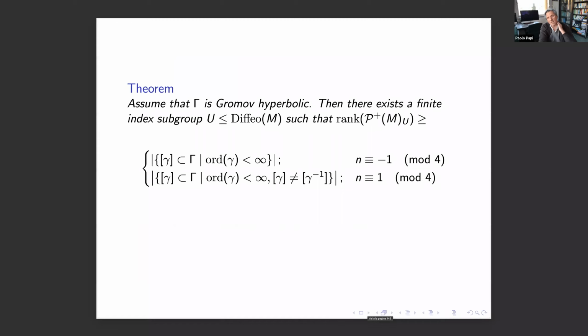And here is a first result, which is just a small generalization of a result of Xie and Yu. So the rank of this group is bounded below by this cardinality. So these are the elements of finite order, or the elements of finite order which are not conjugate to their inverse. Okay, so this gives you a very strong result on the rank of that group. Okay, in particular, that rank will be greater than 1.